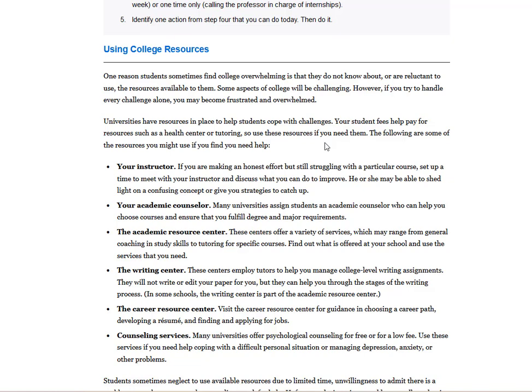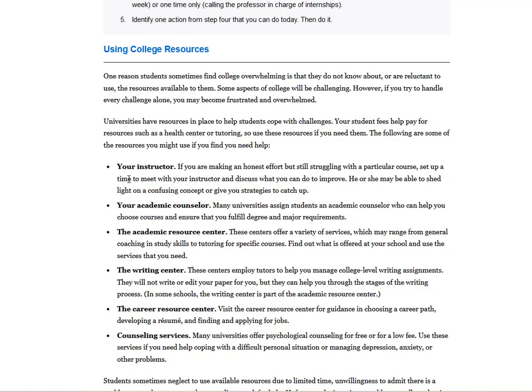Using college resources. One reason students sometimes find college overwhelming is they do not know about or are reluctant to use resources available to them. And so here are the resources. You have your instructor. Always reach out to me if you have a question. Your academic advisor, if you have questions about enrollment, registration, or life happens and you can't finish the class. Always reach out to your academic advisor.